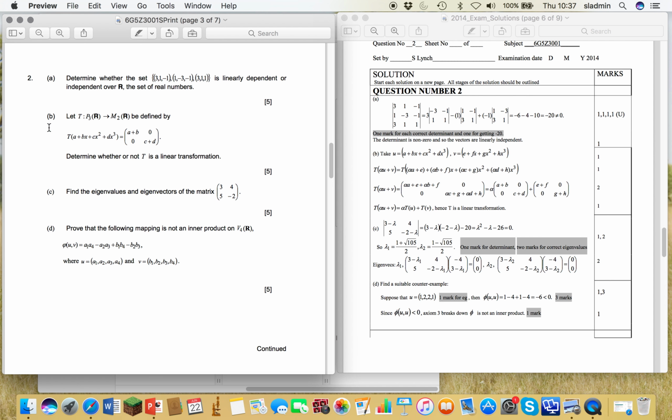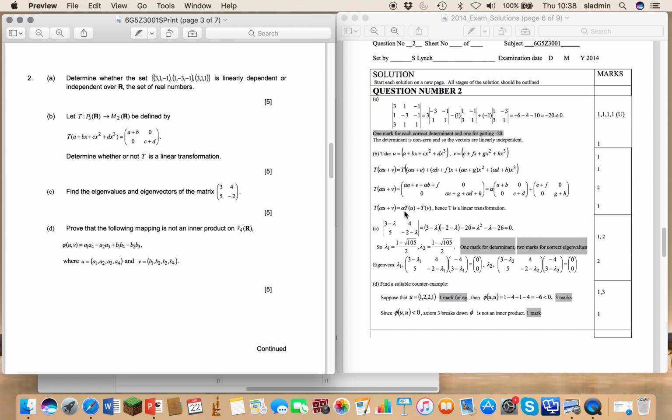For part B, we want to determine whether or not T is a linear transformation. There are no modulus signs or nonlinear terms in here, so we think that it is a linear transformation. So we have to take 2 general vectors, u and v, which are in P3R, so these are 3-dimensional polynomials. I want to prove that T of alpha u plus v is the same as alpha T of u plus T of v. So T of alpha u plus v is equal to this expression.